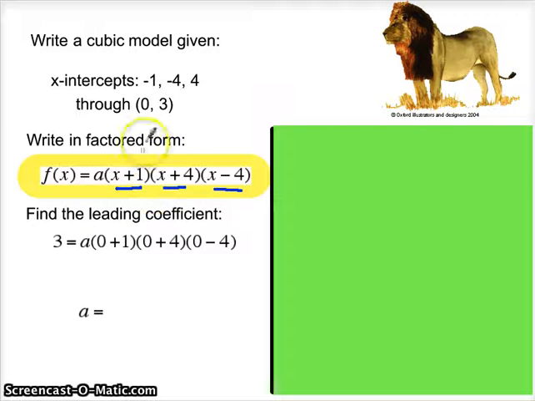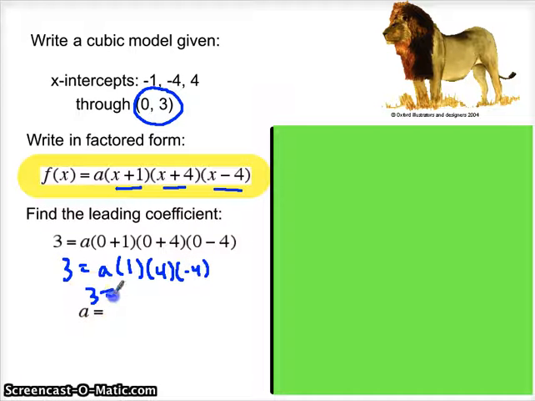So in order to find the leading coefficient, that's where I'm going to use the point 0, 3, that other random point that we have. Plug 3 in for y, plug 0 in for all of the x's, and you quickly figure out that 3 equals a times 1 times 4 times -4, or basically 3 equals -16a, or a for us this time will be -3/16.